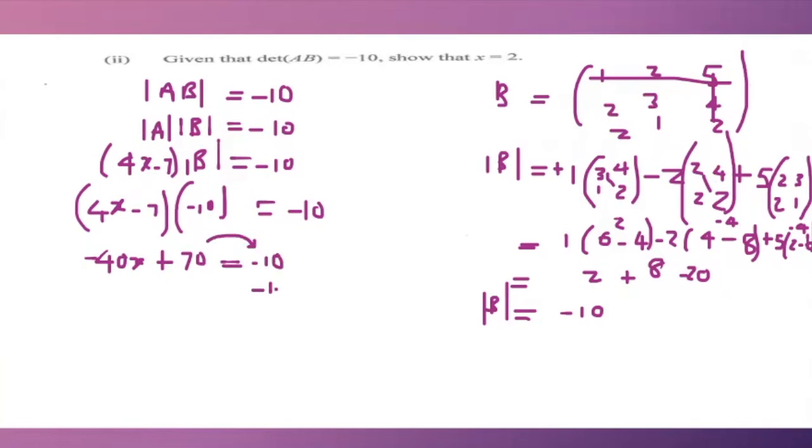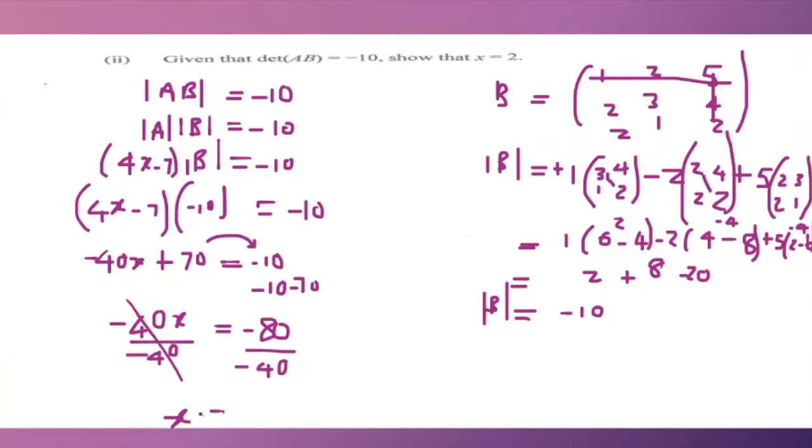Now carrying over the 70, that will become a negative 70. So I will have minus 10 minus 70, that's negative 80. So minus 40x equal to negative 80. Next, I divide both sides by negative 40. So what happened here is that this cancels. So x is equal to 2. Here, I've shown what was asked.